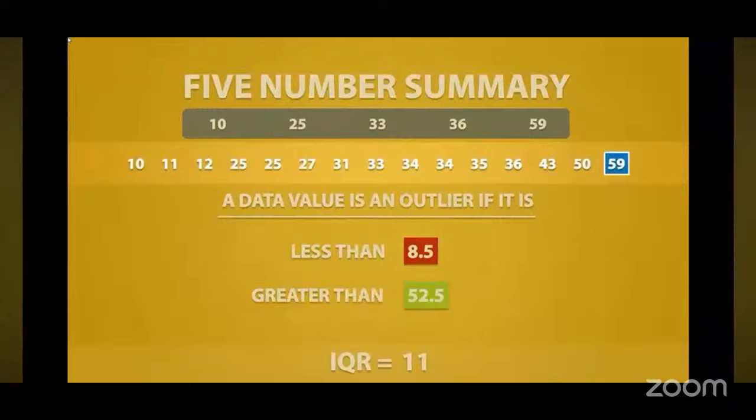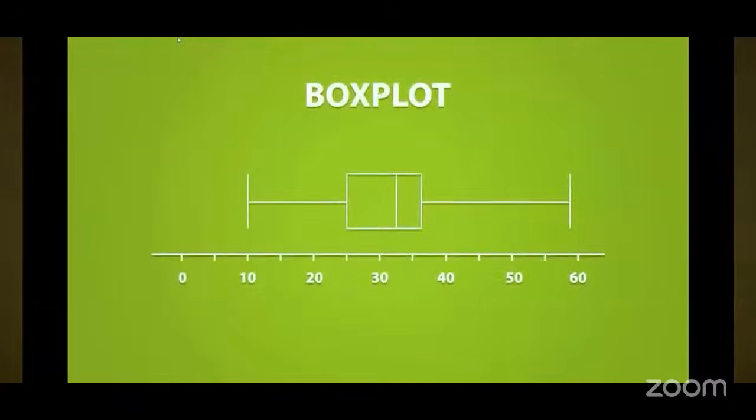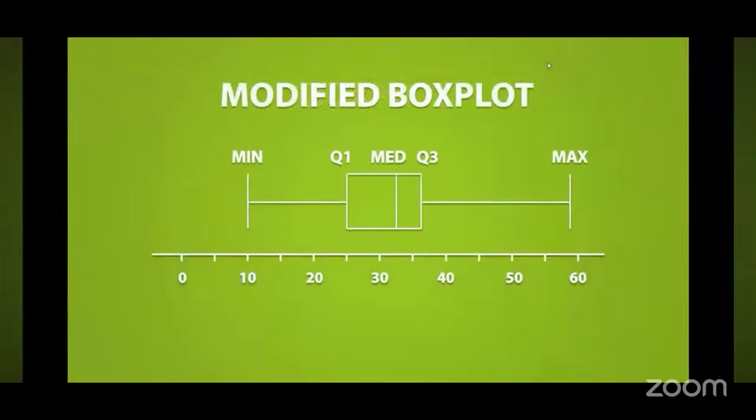And so when we make a modified box plot, we write the outlier as a dot, and the whisker will only extend to the new maximum. In this case, it is 50. So to quickly recap, a regular box plot is drawn using the 5-number summary. A modified box plot also uses the 5-number summary, but it accounts for outliers. And if there are outliers, a whisker or both whiskers will extend only to the new minimum or maximum.